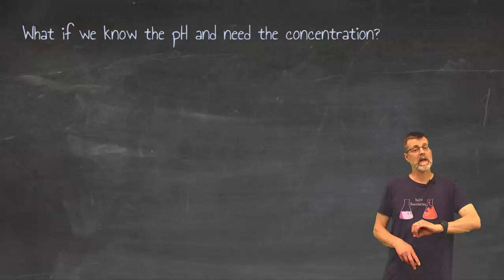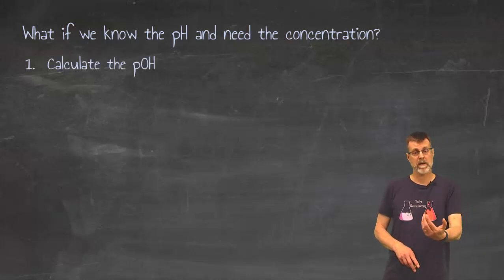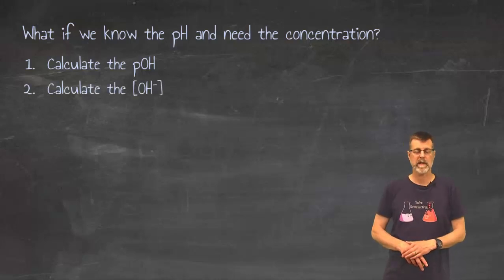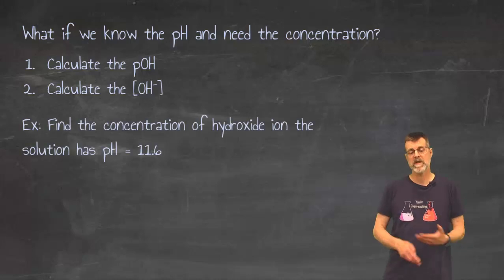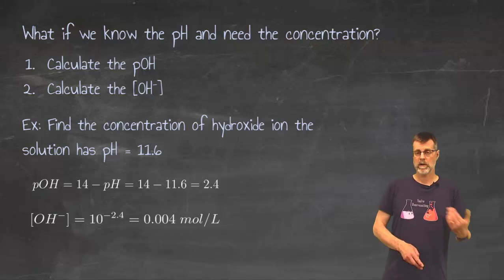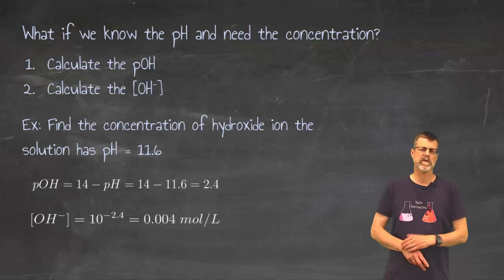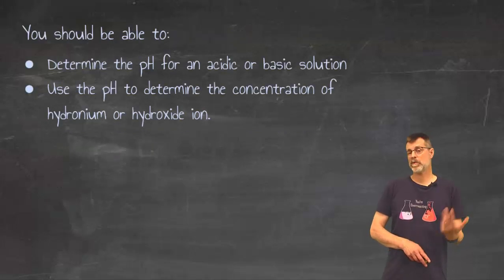If I know the pH and I need to know the concentration of the base, then I first calculate the pOH, have to go through the pOH, and then use that to find the concentration of hydroxide ion. In other words, if I have a solution that has a pH of 11.6, I first find the pOH, because pH tells me hydronium ion, pOH tells me hydroxide ion. So find the pOH, use that as my negative exponent to get the concentration of hydroxide ion. And that is really all there is to it.